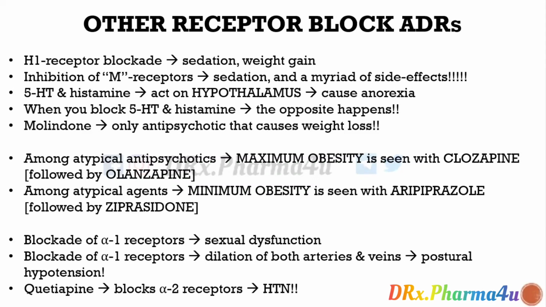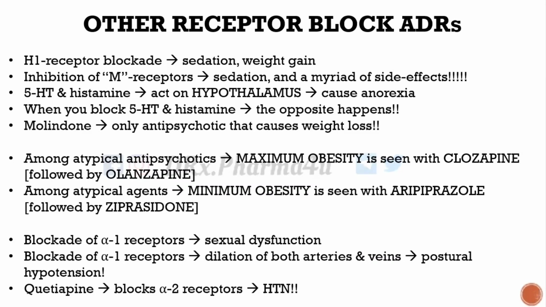Serotonin and histamine, they usually act on hypothalamus and they usually cause anorexia. So if you are blocking serotonin and histamine, the opposite will happen. So your appetite will increase and it can cause weight gain also. Molindone is the only antipsychotic that has been proven to cause weight loss. Although this is not a very common molecule here, this is just for your practical knowledge.